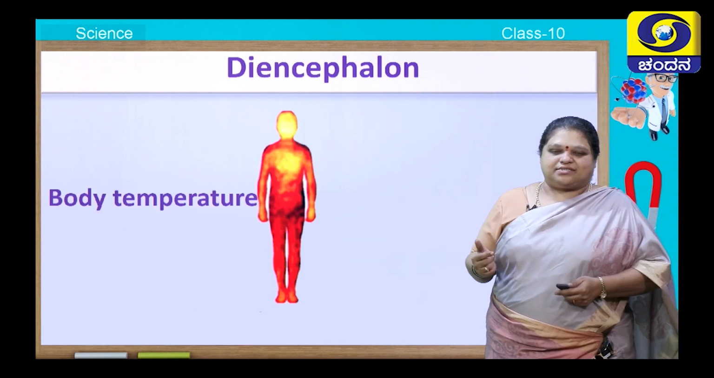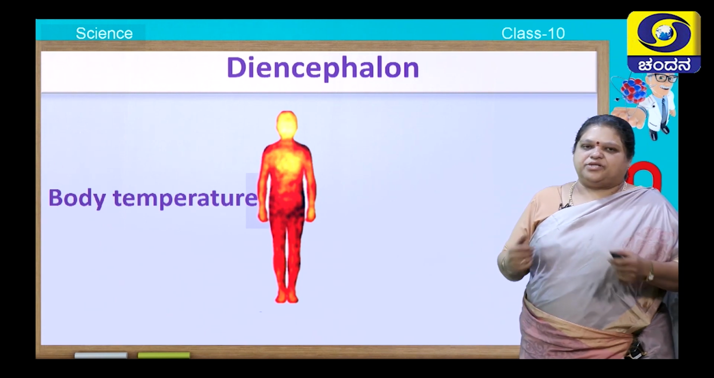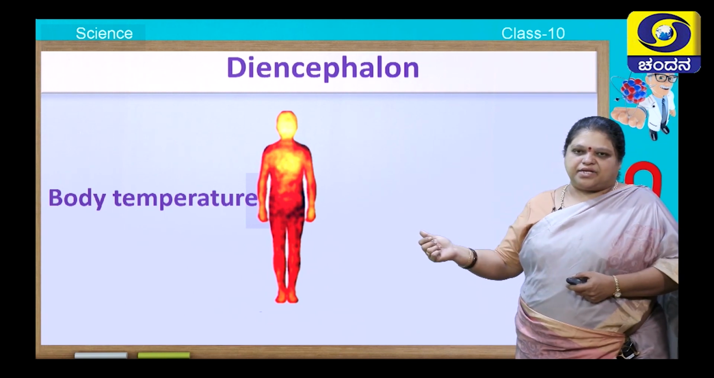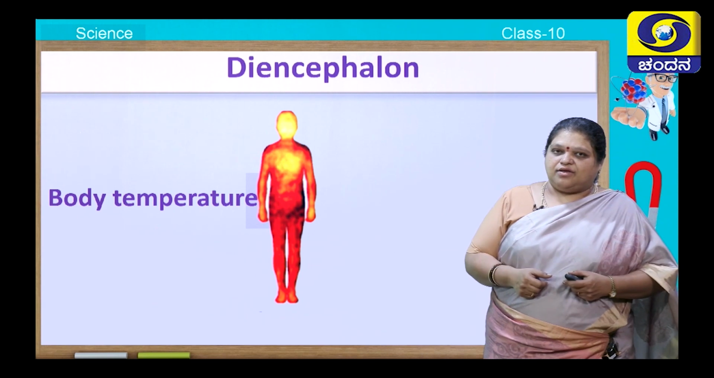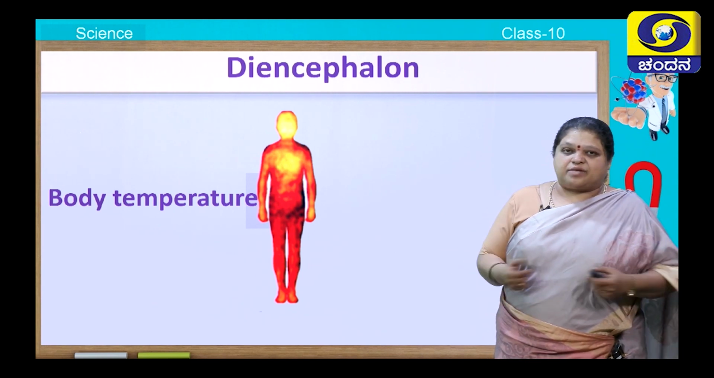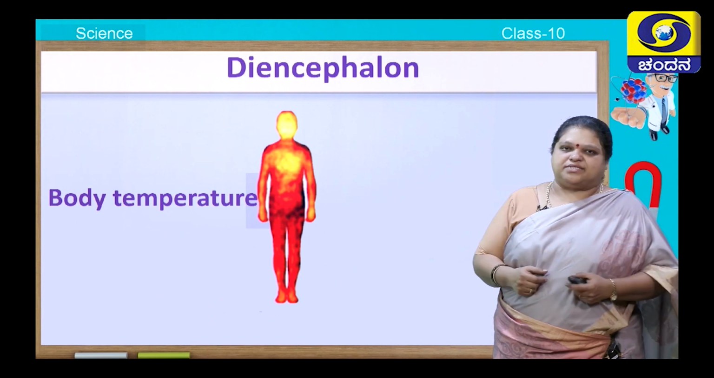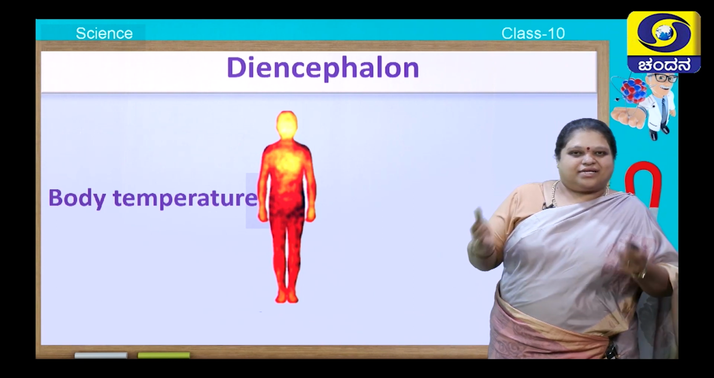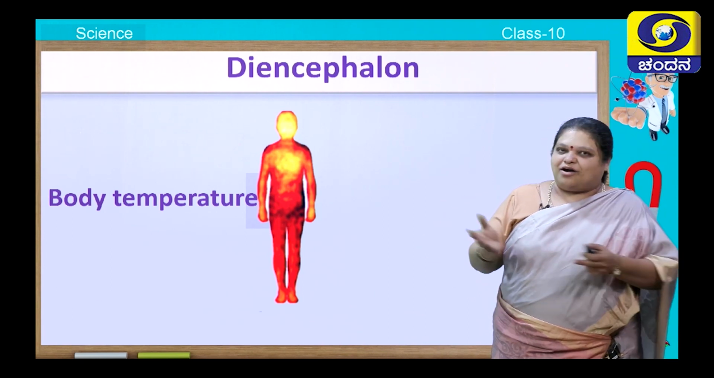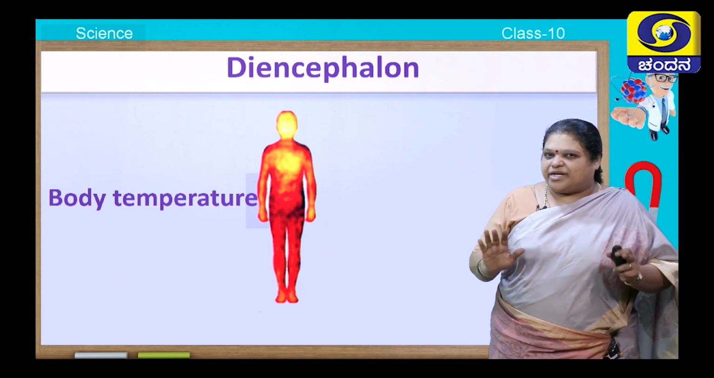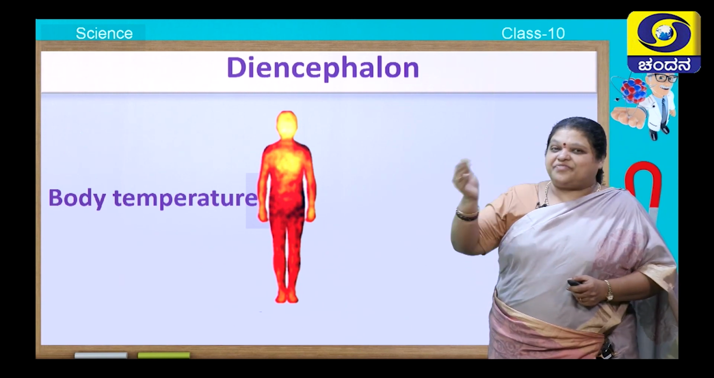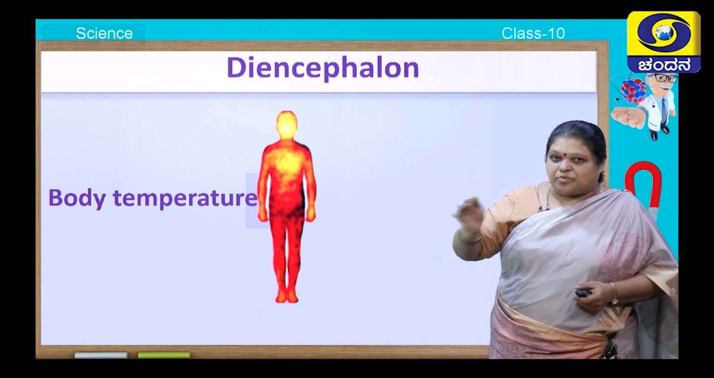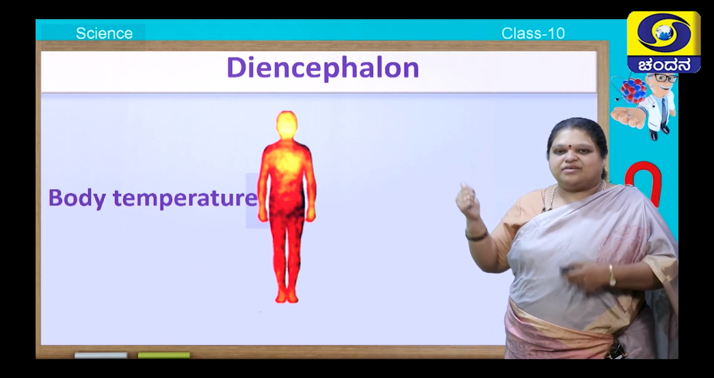Now what does this hypothalamus do? It controls several functions. For example, it maintains body temperature. You all know that we are homeothermic, or warm blooded, animals. That means our body temperature should remain constant. No matter where you are, whether in the Himalayas or the Thar desert, your body temperature should be the same. If it increases, it means you are having fever. To maintain that constant body temperature, the hypothalamus helps you out.